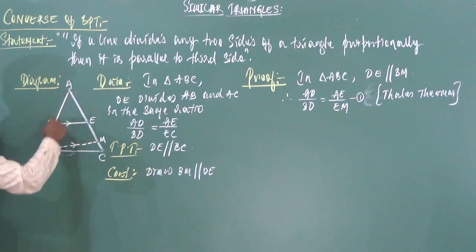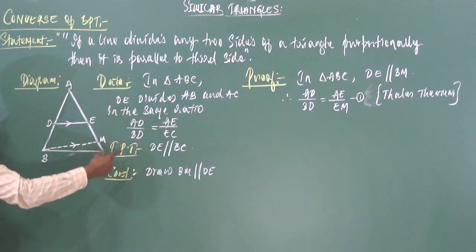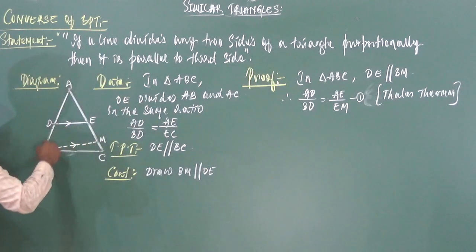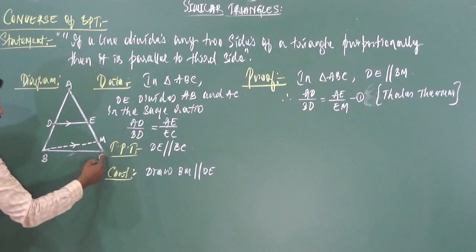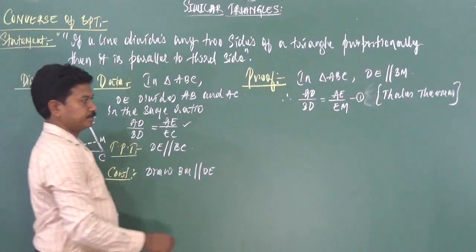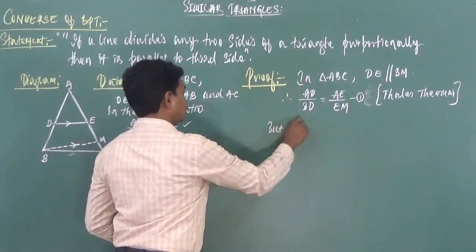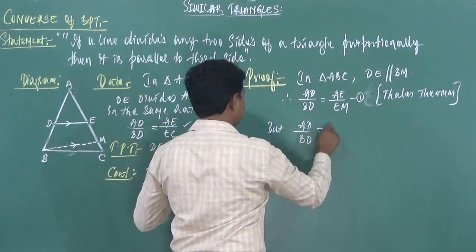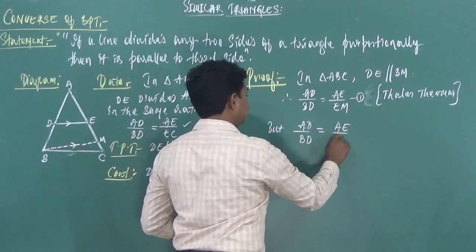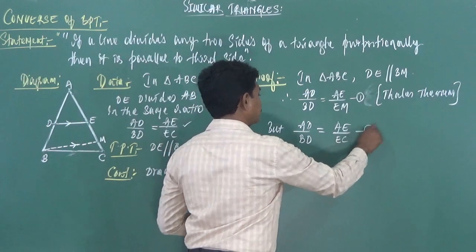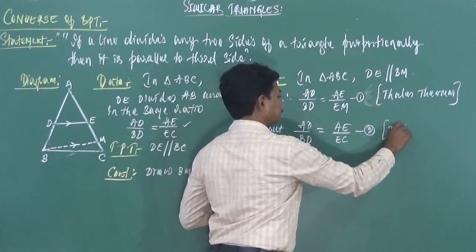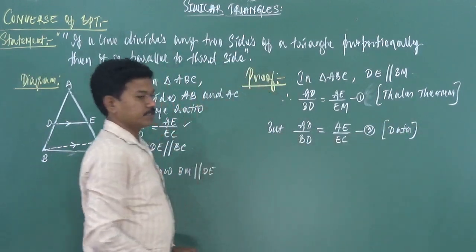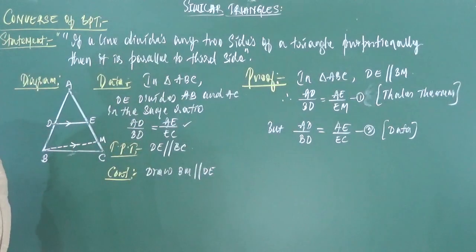Now, in triangle ABC, according to the data, we already have AD by BD is equal to AE by EC. That's according to the data. Take it as equation 2. I hope you understood this. It's a very important part of the proof.